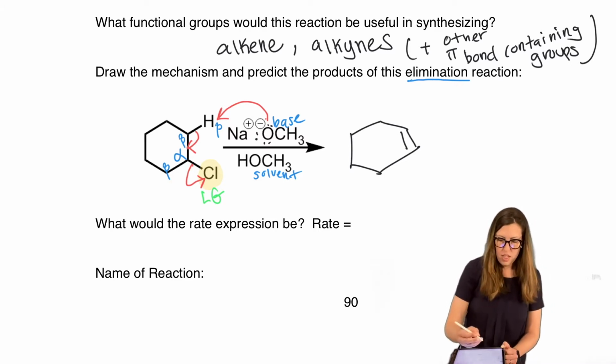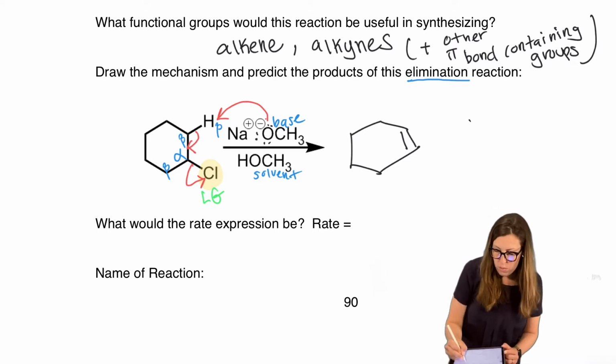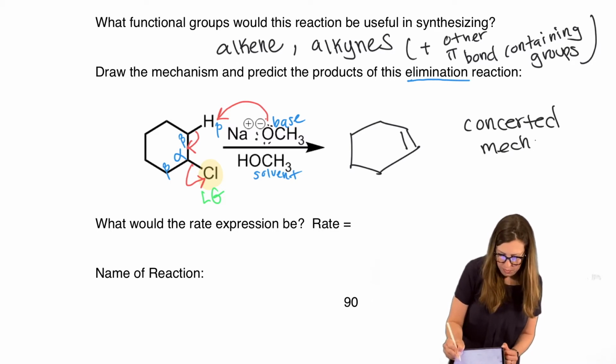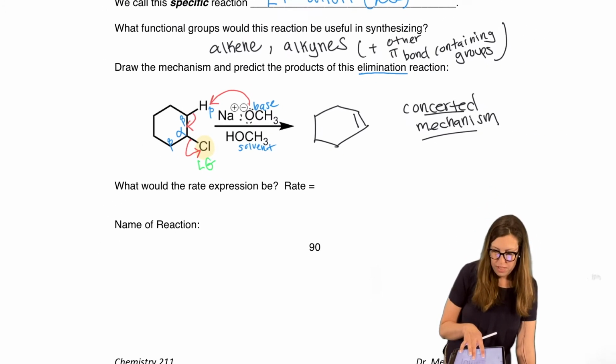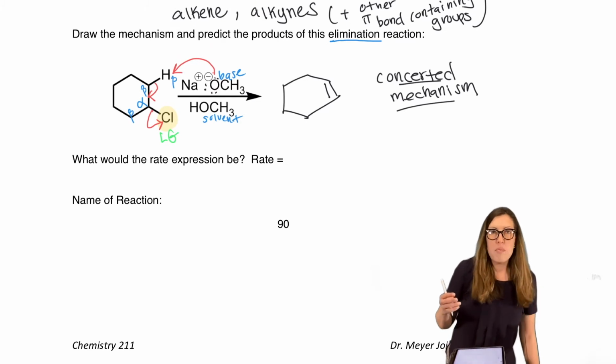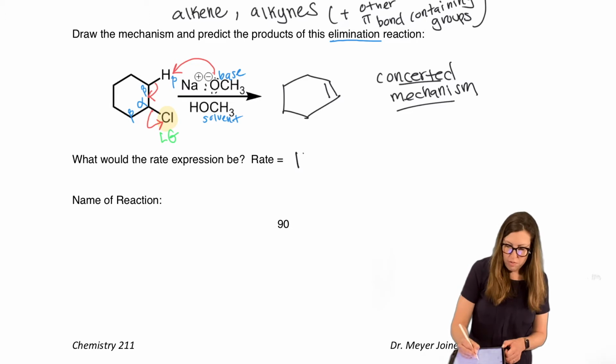This is a concerted mechanism. Notice those three arrows were not drawn in several separate steps. They were all drawn in one step. So this is a concerted mechanism. Knowing it's concerted and we didn't make separate species at each step along the way, that means they have to interact at the same time. So our rate expression is going to depend on the presence of both species.